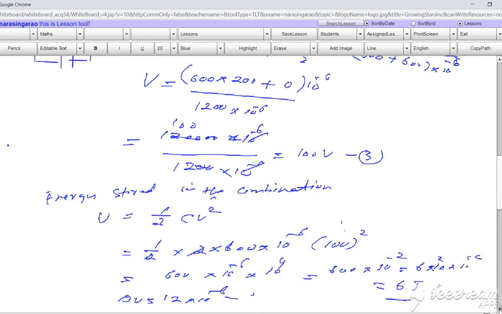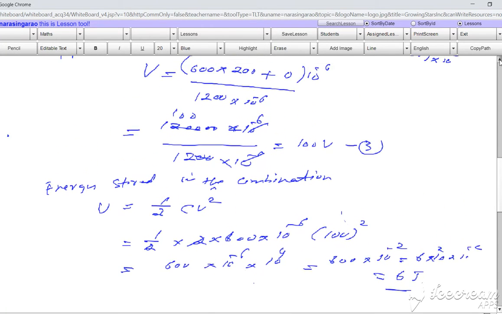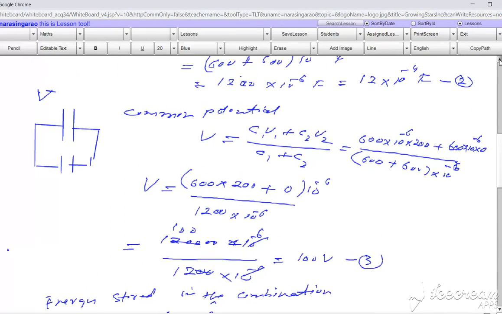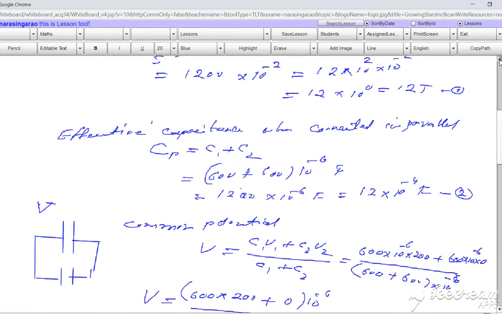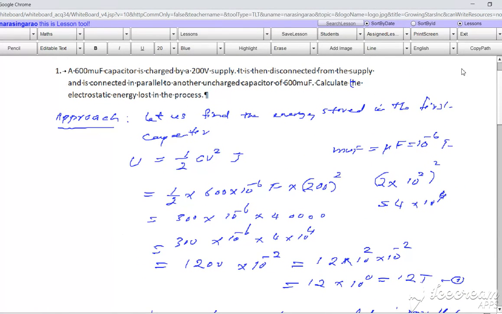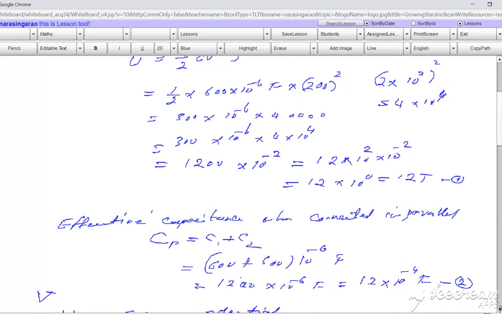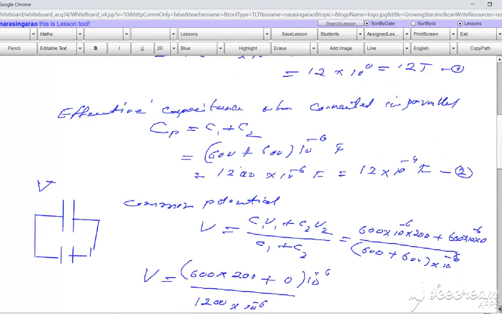We have now that 6 joules energy stored in the combination. This is not the one. So 6 joules. So we have the first equation, energy stored in the first capacitor. That is something like 12 joule, right? So energy stored in the combination is 6 joule.